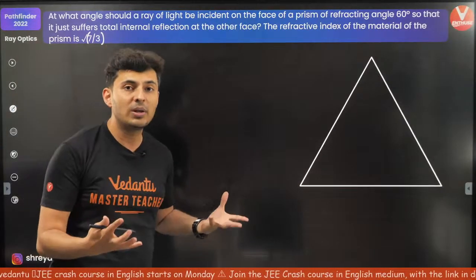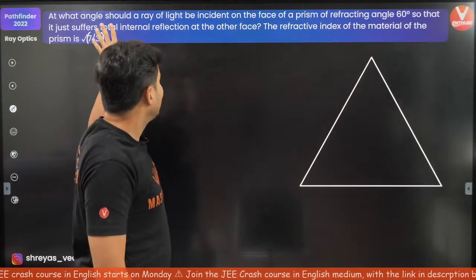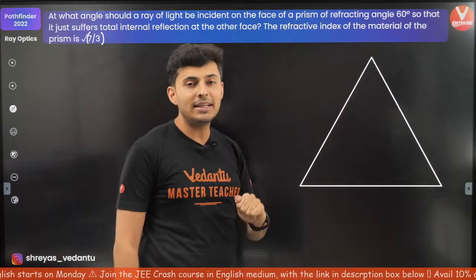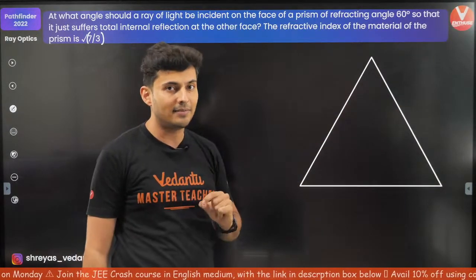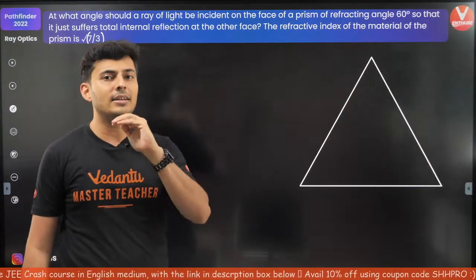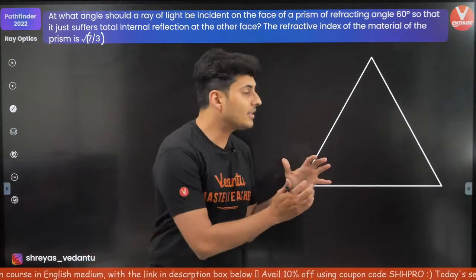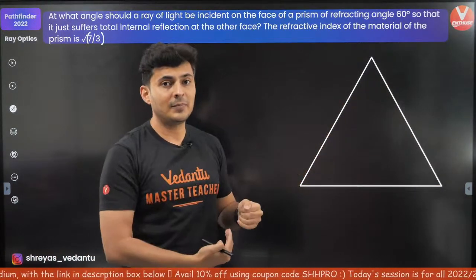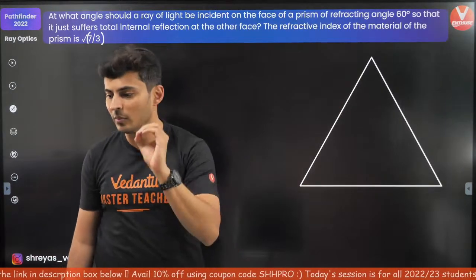But before that, we need to visualize what is happening. The light is incident on one face and just getting totally internally reflected on the second face. Just when it is about to get totally internally reflected, what is the angle of refraction on the other side, on the rarer side? It is 90 degrees almost.